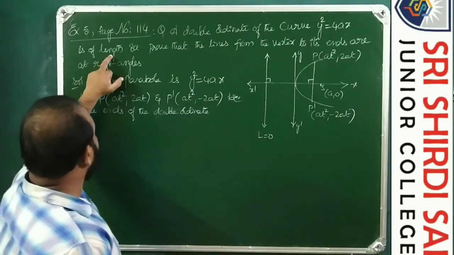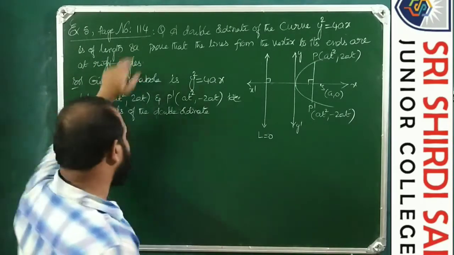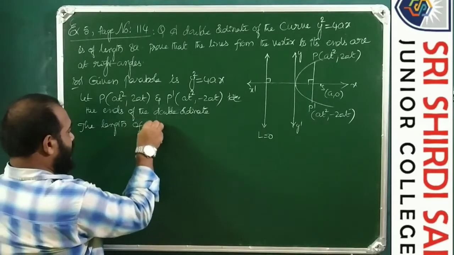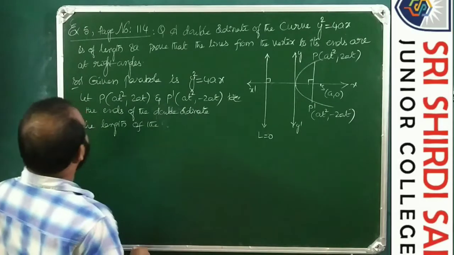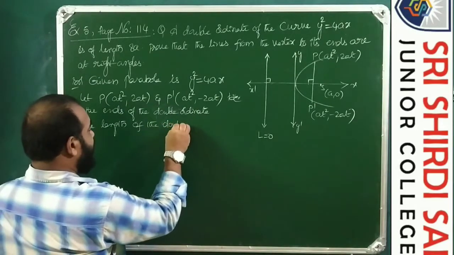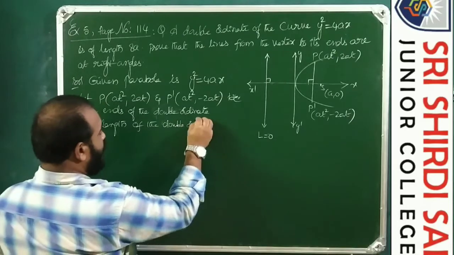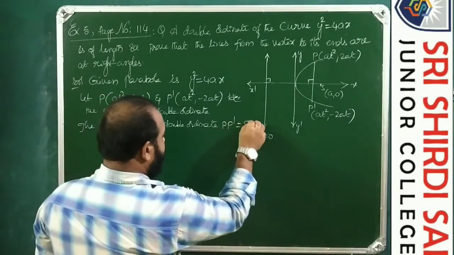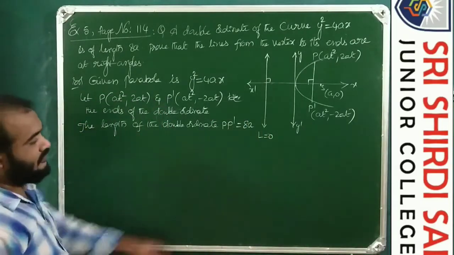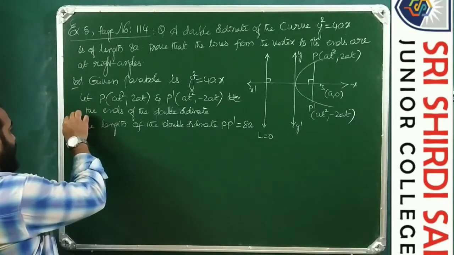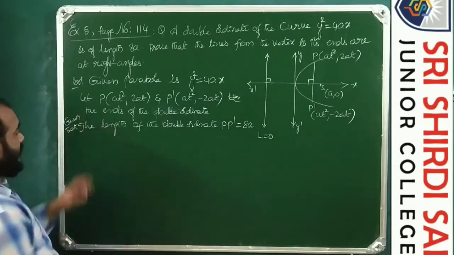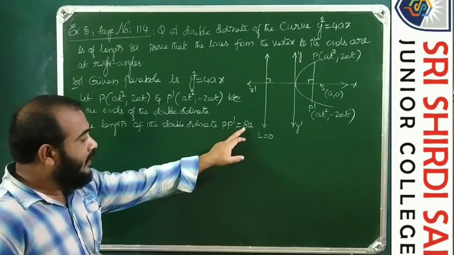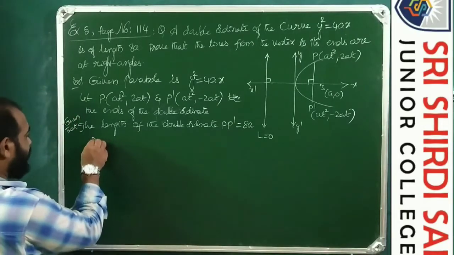So what is the length of the double ordinate? The length of PP dash is equal to 8a. This is given. Given that the length of this double ordinate PP dash equals 8a. So what is PP dash?